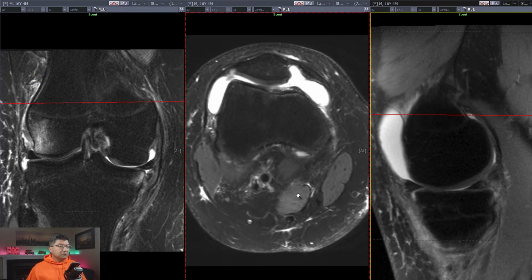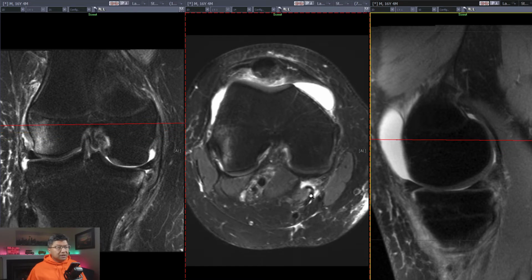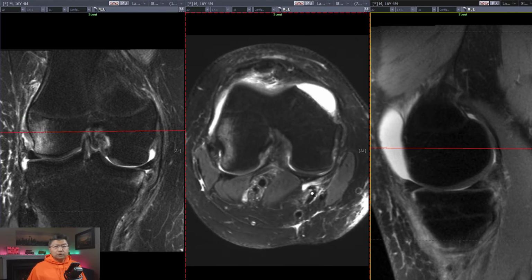The semimembranosus muscle forms a myotendinous junction at the level of the top of the femoral condyle, and you can see that there's a little bit of edema here in that myotendinous junction. Not a lot of it, but just a little bit. So this tells me that some fibers of the semimembranosus muscle or tendon complex have been injured. The more edema I see here, the more the components are injured.